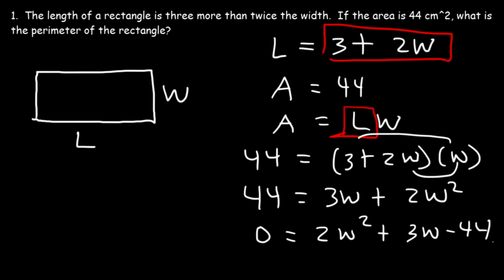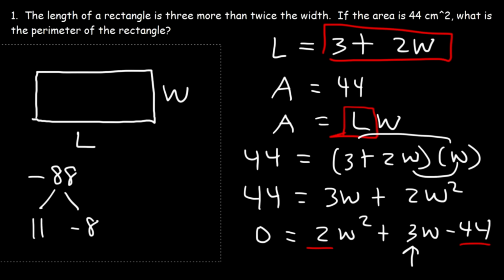So what we have is a trinomial, or a quadratic expression, and we need to factor it in order to find the value of W. So how can we factor this particular trinomial? What we need to do first is multiply the leading coefficient, which is 2, by the constant term, negative 44. 2 times negative 44 is negative 88. So what two numbers multiply to negative 88 but add to the middle coefficient 3? This is positive 11 and negative 8. 11 plus negative 8 adds up to 3, but they multiply to negative 88.